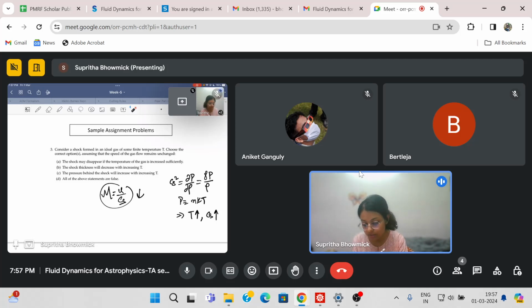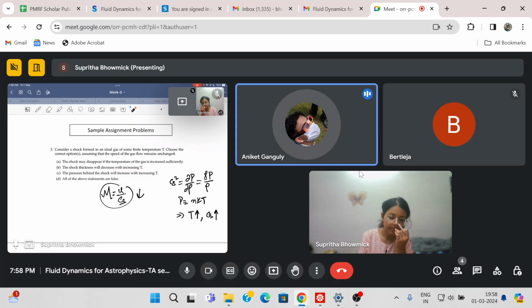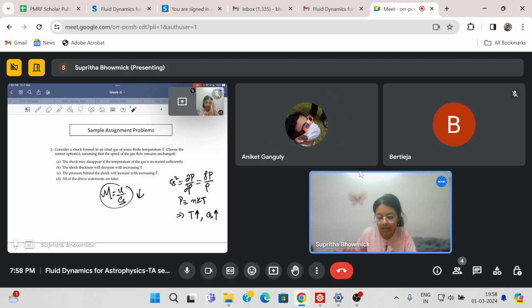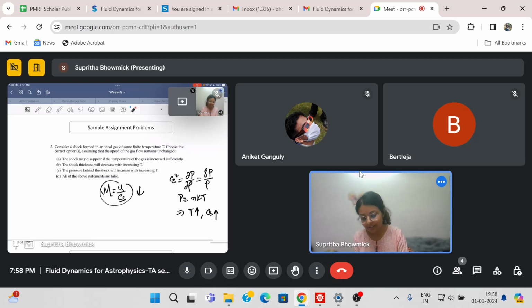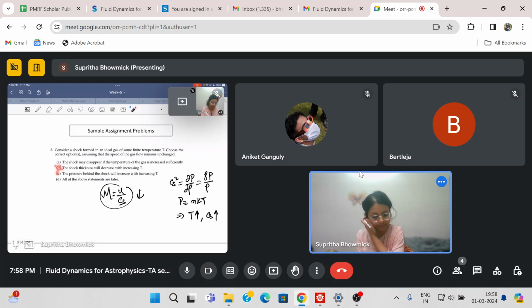The second option is the shock thickness will decrease with increasing T. No, because the temperature will increase the mean free path, and mean free path increases means the shock thickness will also increase. Absolutely, you're right. And that is also related to the disappearance of the shock. As the shock thickness increases, the discontinuity stops being a discontinuity, right? And the change becomes continuous. You see what I'm saying? So B is not true.